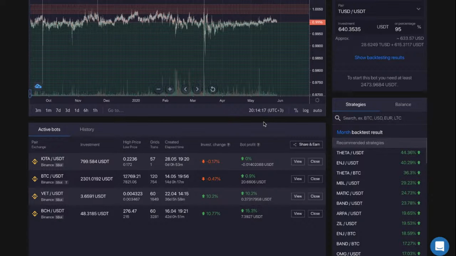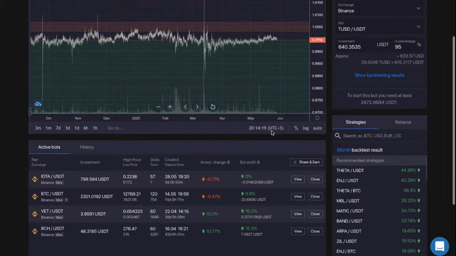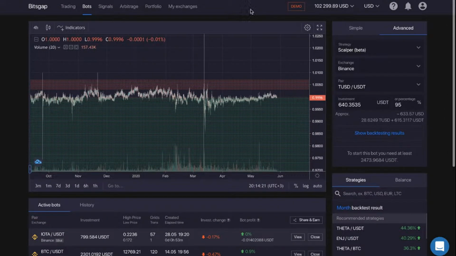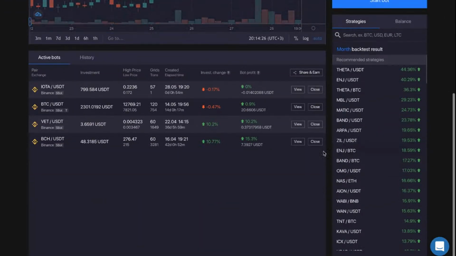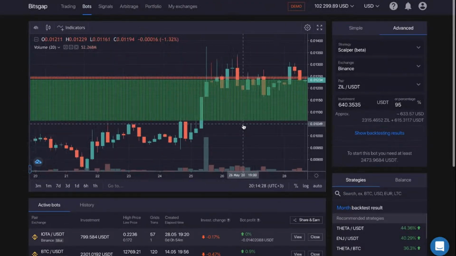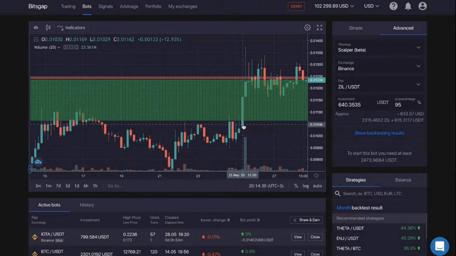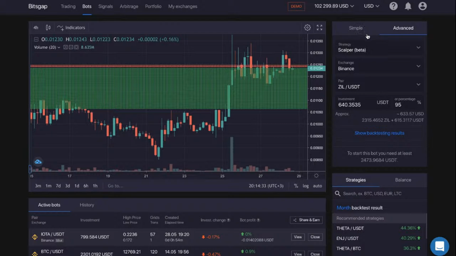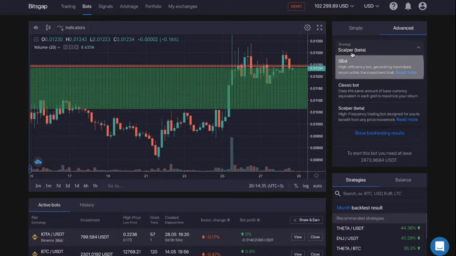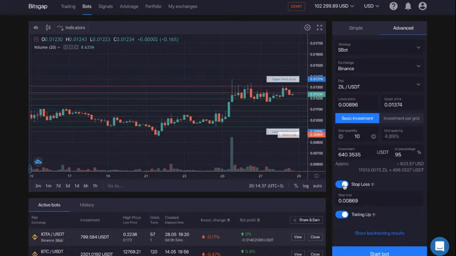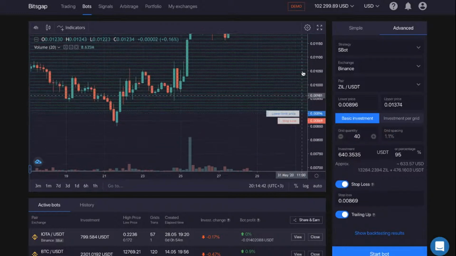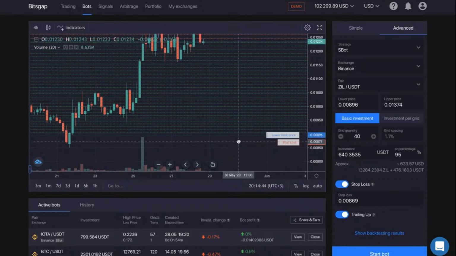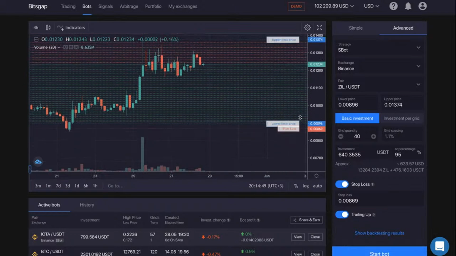Oh yeah, there is a question regarding the stop loss and stop loss using the trailing up function. So let me show you once again. Let's say ZIL trading to USDT. When you have your trailing up function on in SBot, and you have the stop loss function also on, that means that the stop loss will also follow the trading range.